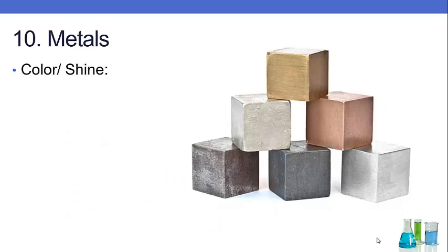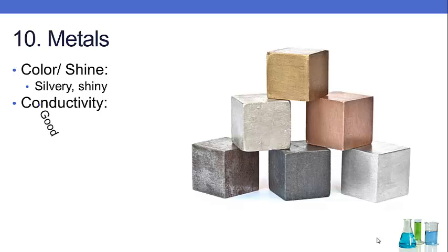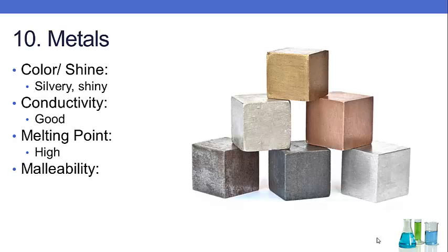The last question is to compare the metals, nonmetals, and metalloids. For metals, we're looking for things that are silvery and shiny, the exceptions, of course, being copper and gold, which are copper and gold colors. They're not silvery. Conductivity of metals is going to be good, both heat and electricity. The melting point is going to tend to be high. There are some on the lower end, but they're all going to be pretty high. And they're very malleable, so I can easily shape them.